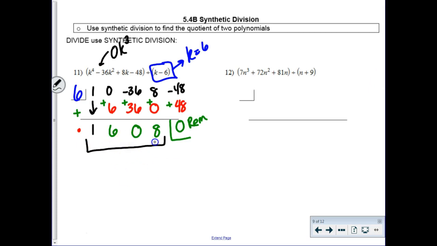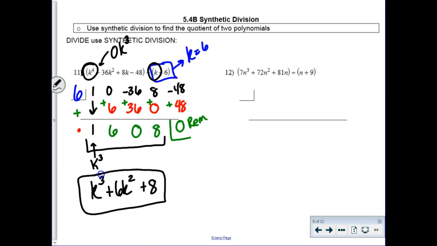So the quotient has these coefficients, and it's k to the 4th being divided by k, so that means this first term must be k to the third. So your quotient is k to the third plus 6k squared. You can say plus 0k if you want, and then plus 8. No remainder, so you don't have to do that fraction thing.